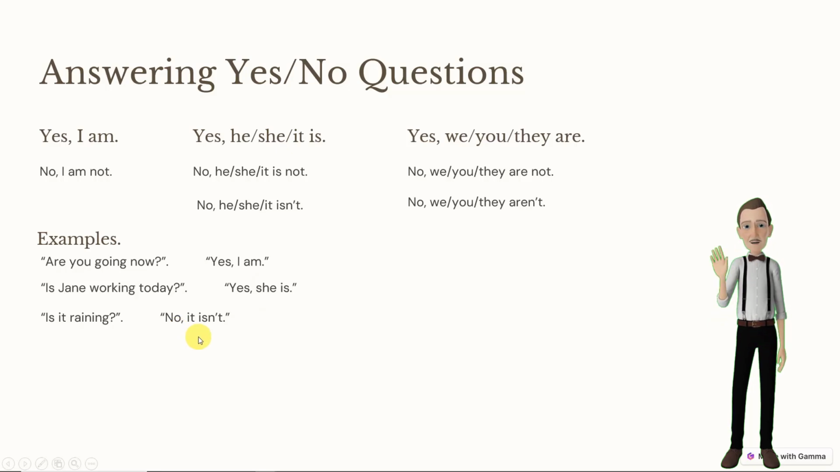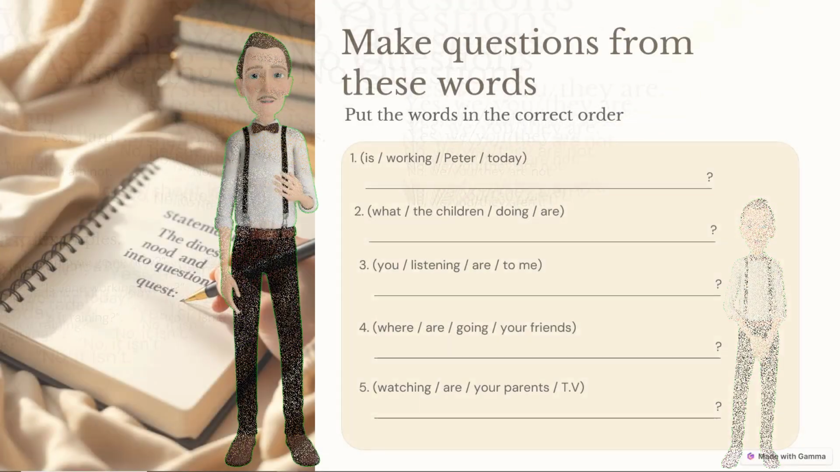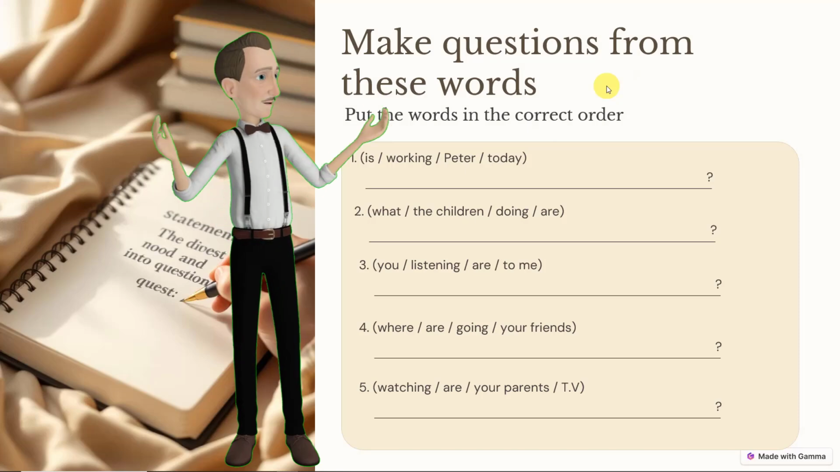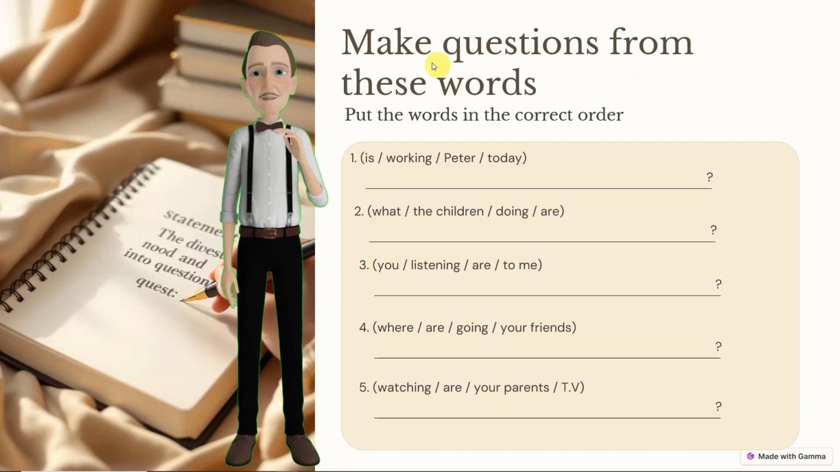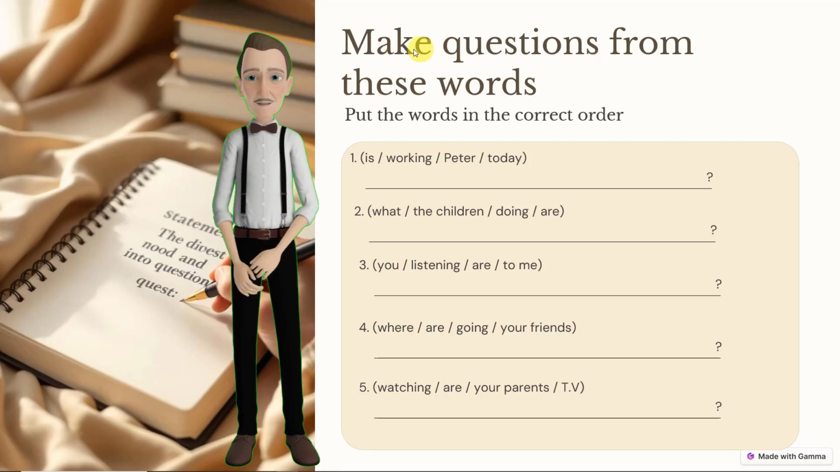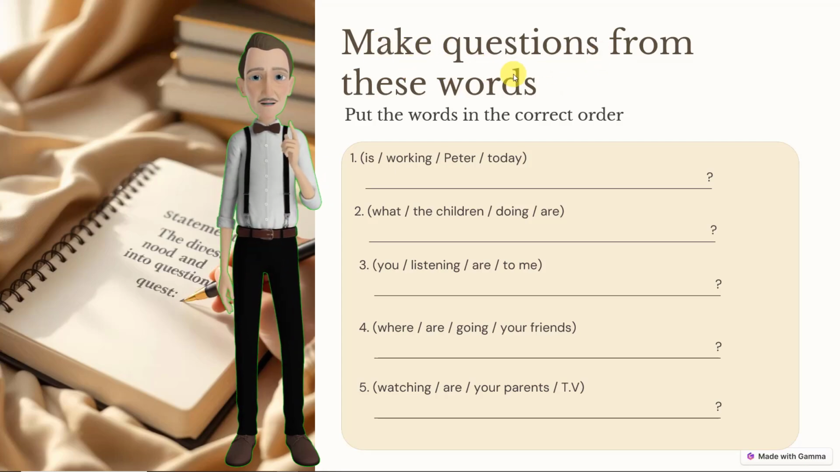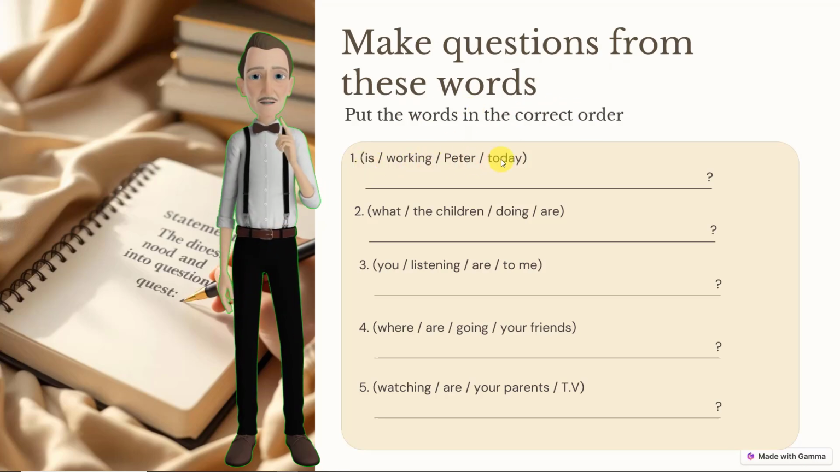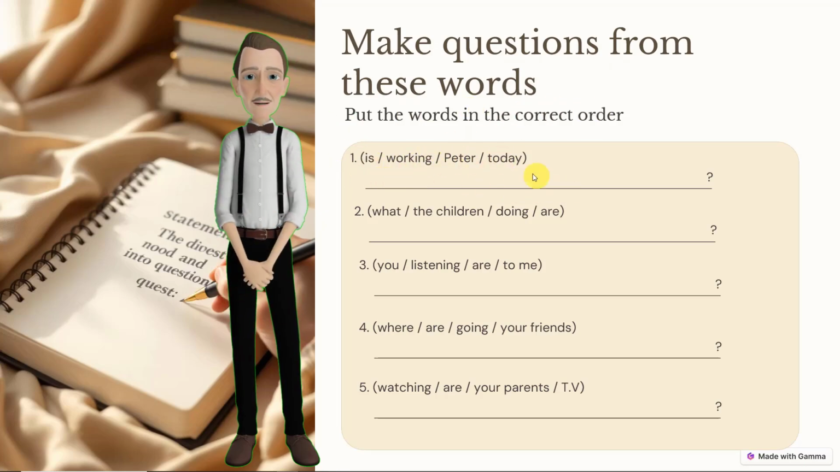Let's go one step further now. I'm quite sure that by this time you are quite confident you know how to do it. So let's make some questions. As I say, you make questions from these words. Put the words in the correct order. Here you've got some words, and now you must make the question using these words.